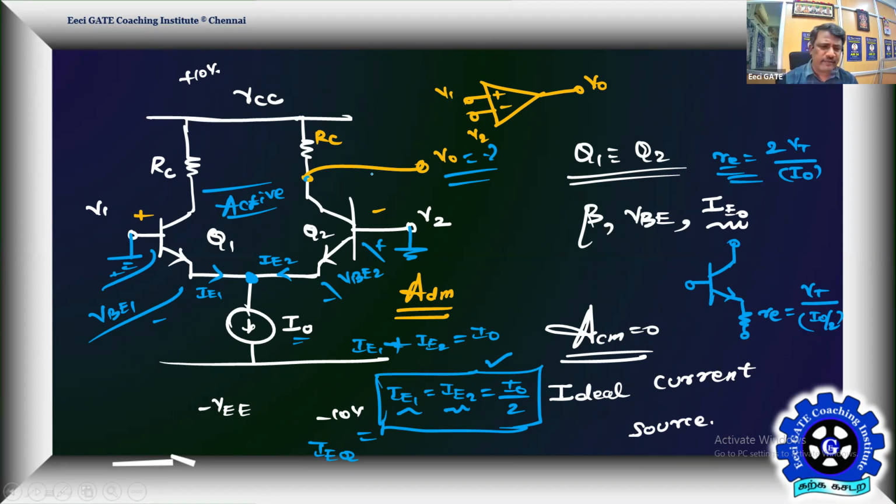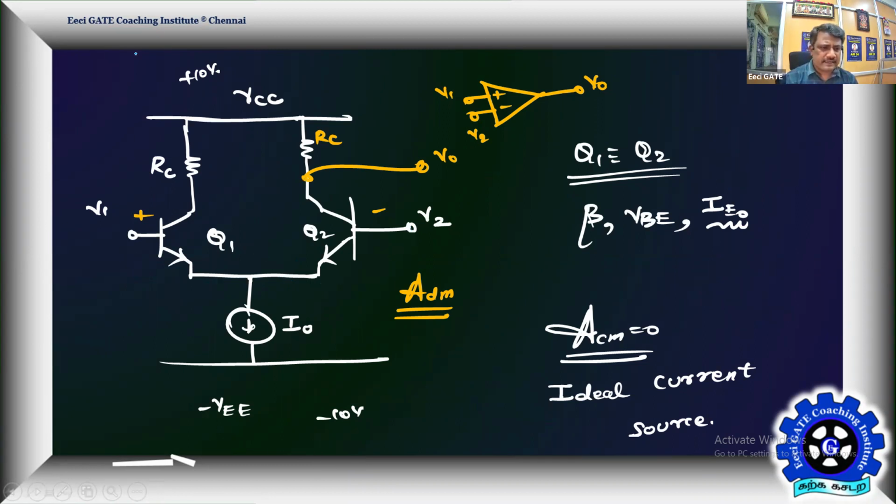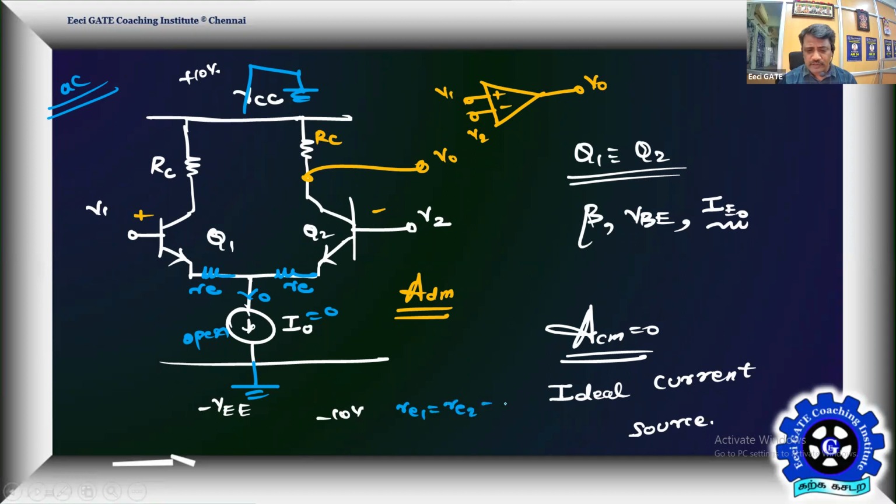So that's your DC analysis, where we have the main responsibility of proving the device is active and finding the two Q point emitter currents. Then begin the AC analysis. Switch off the DC sources, that's a default rule, and the current source current also becomes 0, so it is open circuited and there is no current in it. Here you connect your small re1 and small re2, both taken as re.